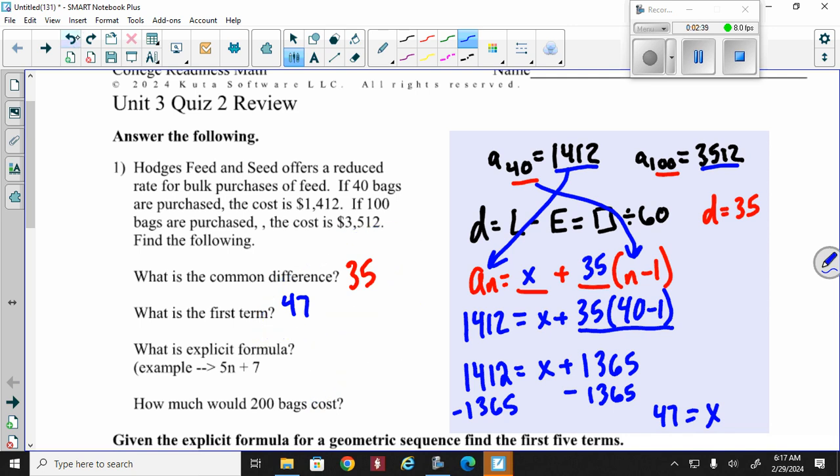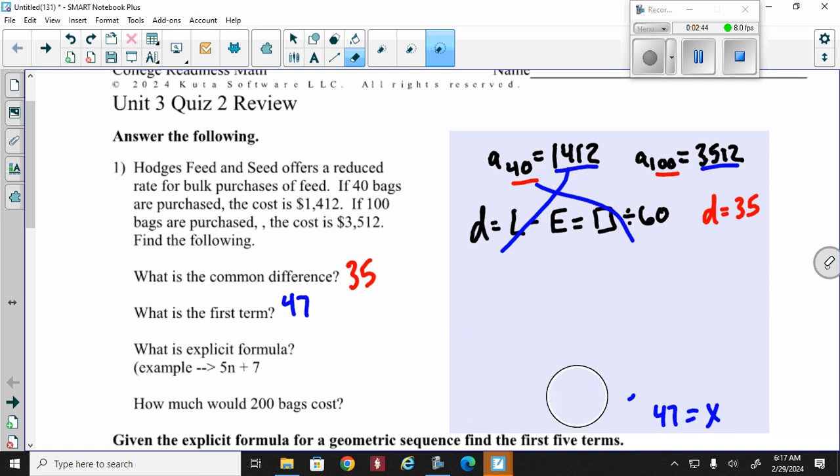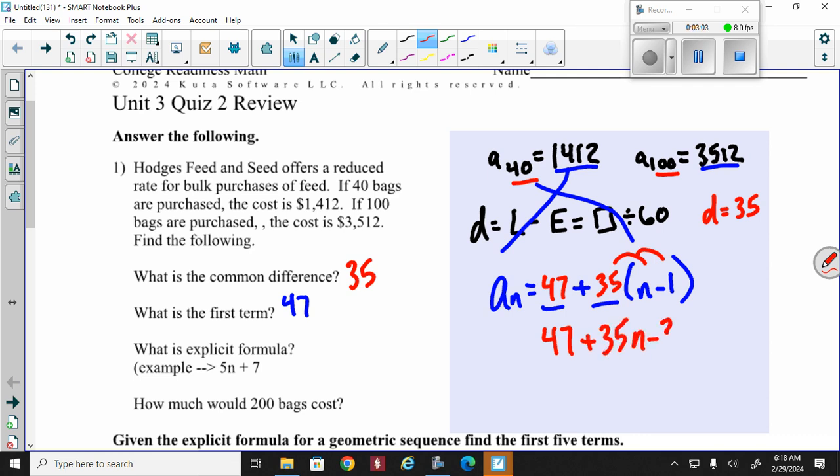All right, so once you have your first term, once you have your common difference, you have to go back to the default formula again. A of n is equal to something plus something times n minus 1. We already found our common difference, which is 35. We already have our first term. Distribute, distribute. So now we're at 47 plus 35n minus 35. Combine the first, combine the last. My final answer is 35n plus, sorry, I'll put minus. So 35n plus 12.